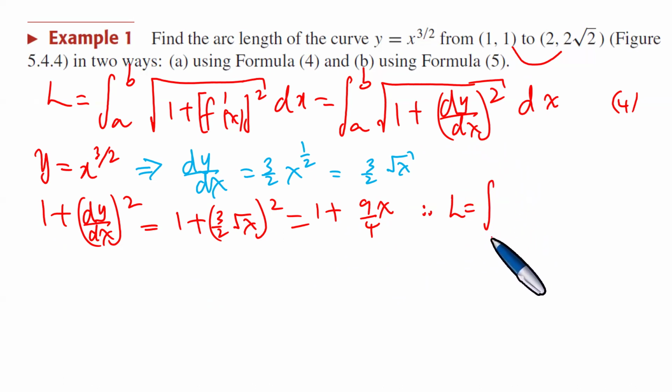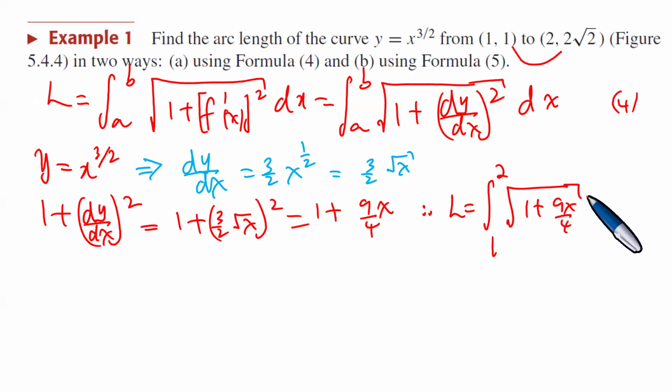Therefore, you have the integral from 1 to 2. Now, if you have 1 plus dy dx, you square it, it's 1 plus 9x over 4. And then dx. Okay, we continue. Now, we need to just deal with this one.